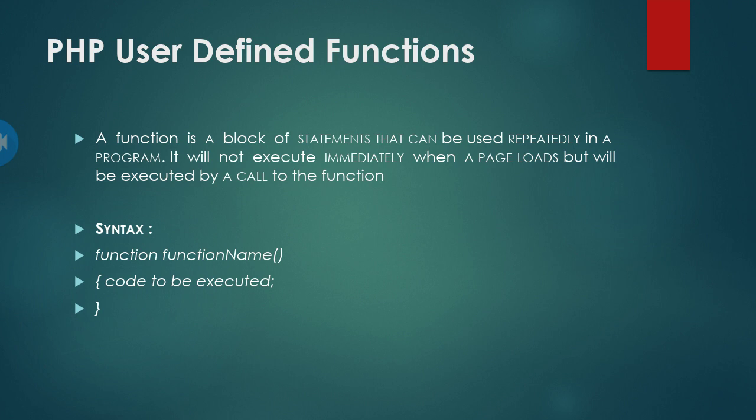I hope that you know that whenever we have to execute a function, we have to call that function. That is function calling. So whenever we call a function, it will execute that part. So the syntax is very simple. Function, function name. Function is the keyword which tells that we are creating a function. Function name is whatever name you want to give to the function.